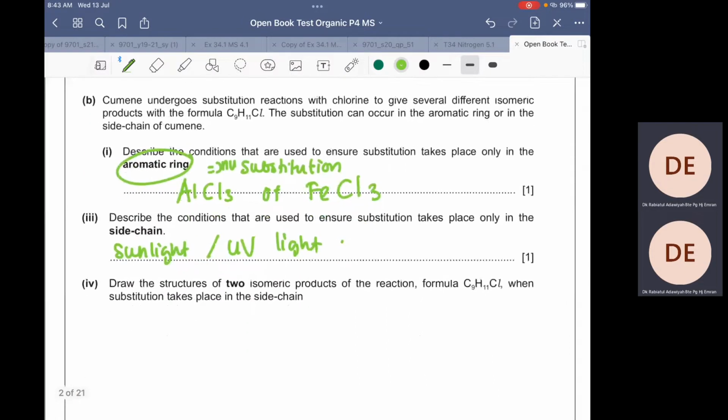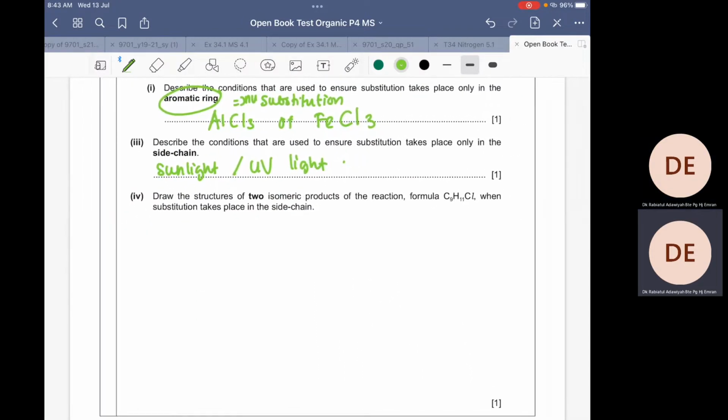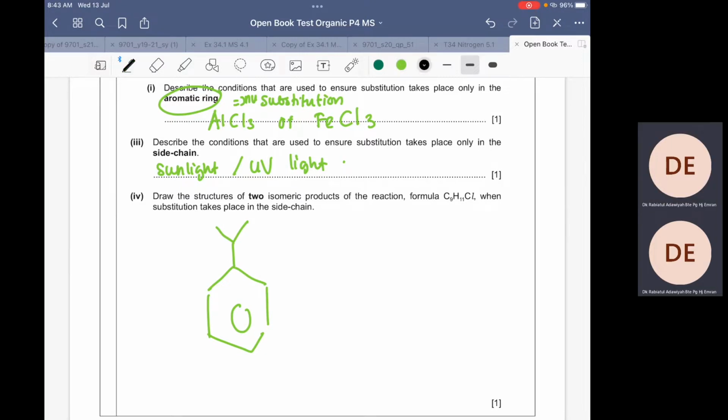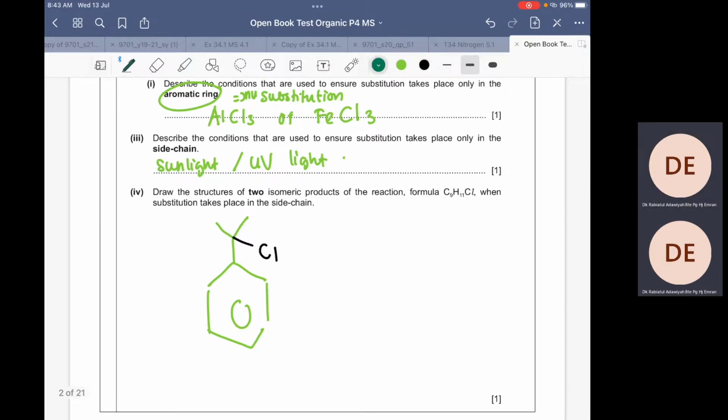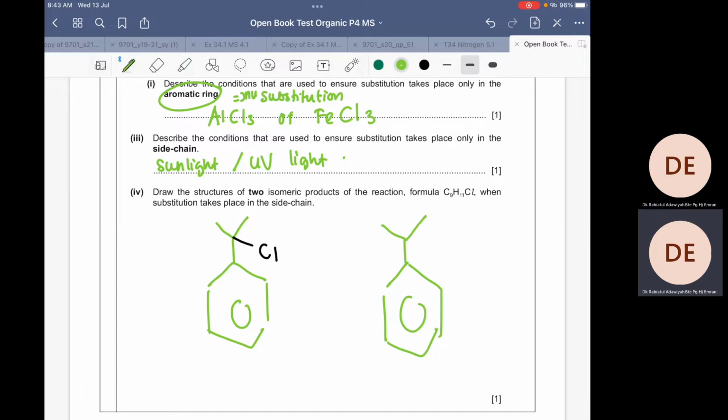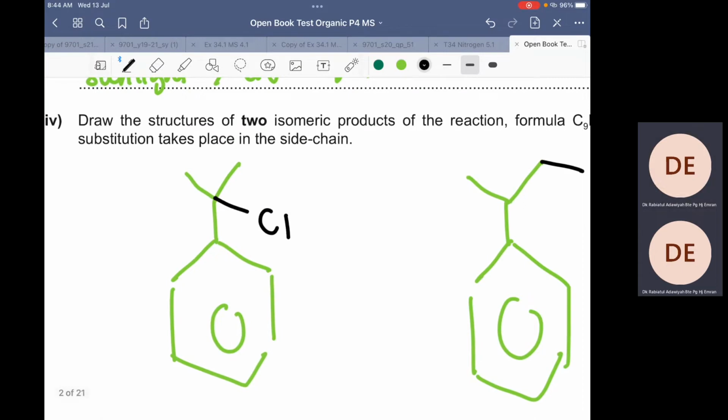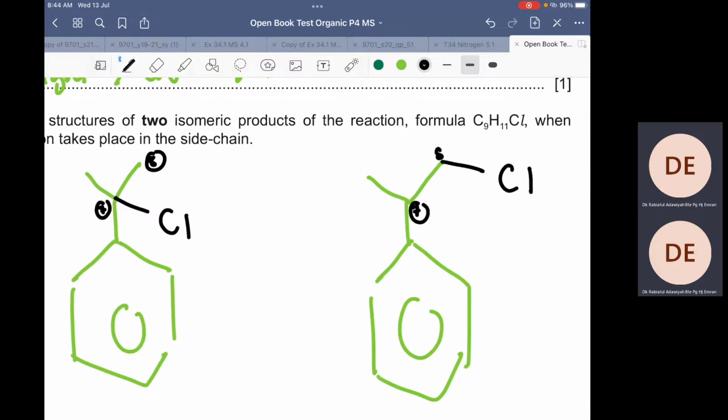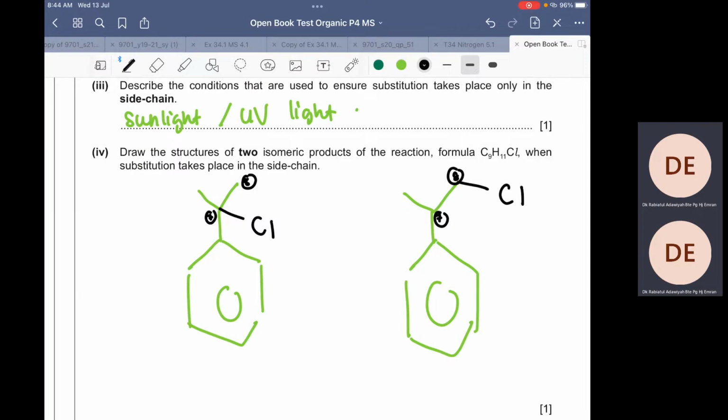Draw the structures of the 2 isomeric products. So the 2 isomeric products are here. You attach chlorine on that first carbon. The other one is you attach chlorine on this carbon. So I'll just number the carbon. That's carbon 7, that's carbon 8. Why have I called it carbon 7? Because carbon 1 to 6 is inside the ring.